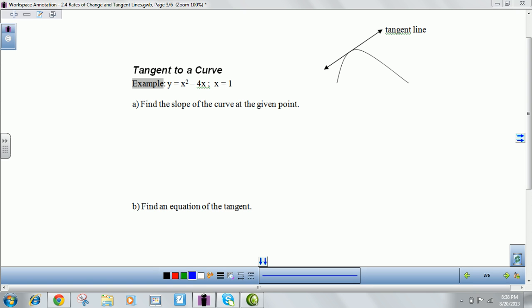Knock out these examples. If you look in your notes, this is one of the examples. x squared minus 4x. And what we want to do is find the slope of the curve at the given point. And the given point is at x equals 1. So this is just the x coordinate.